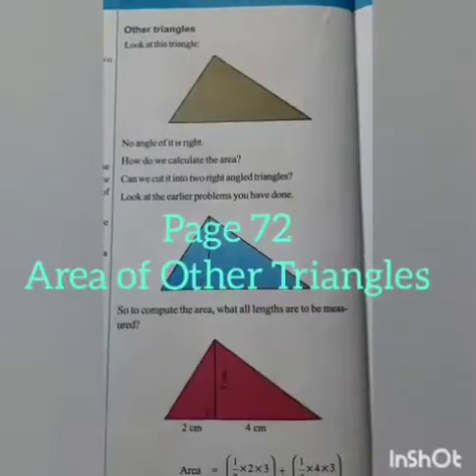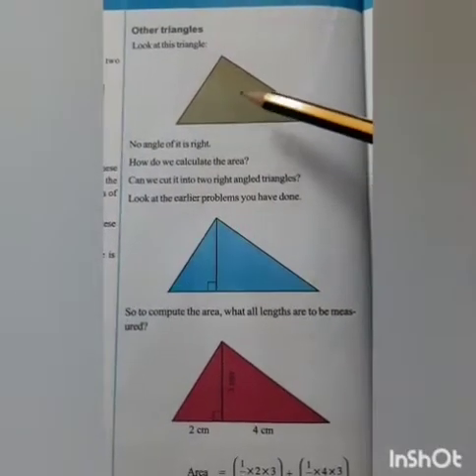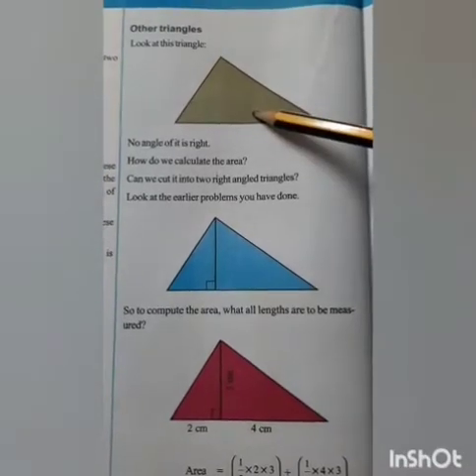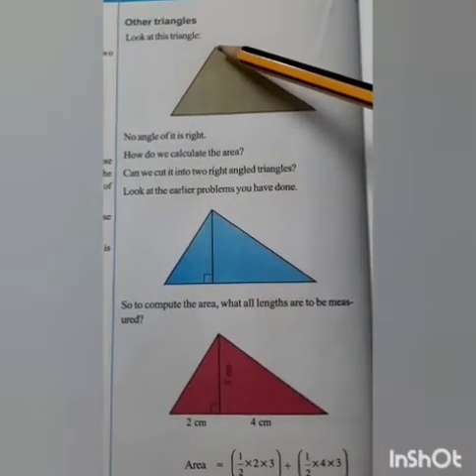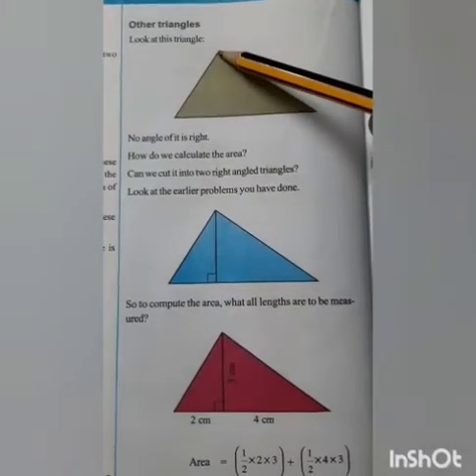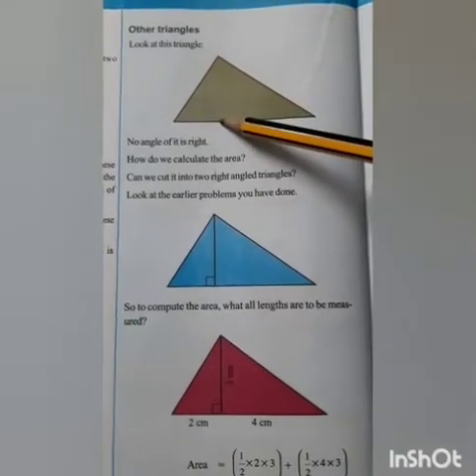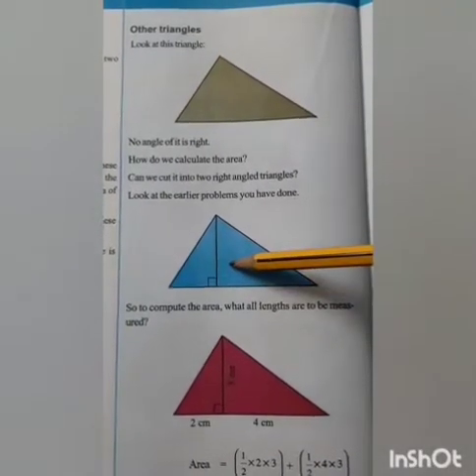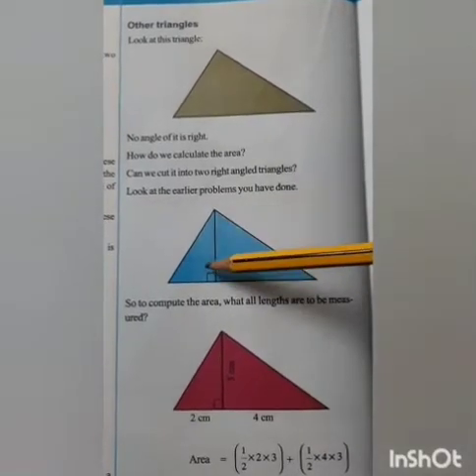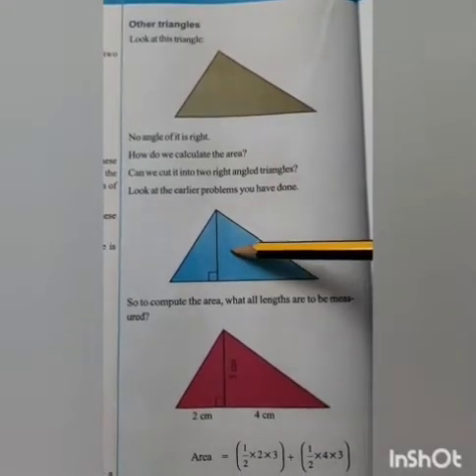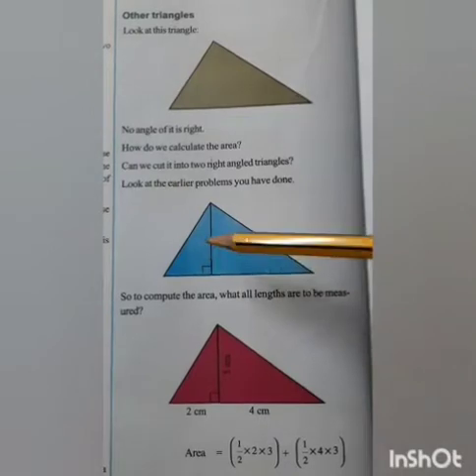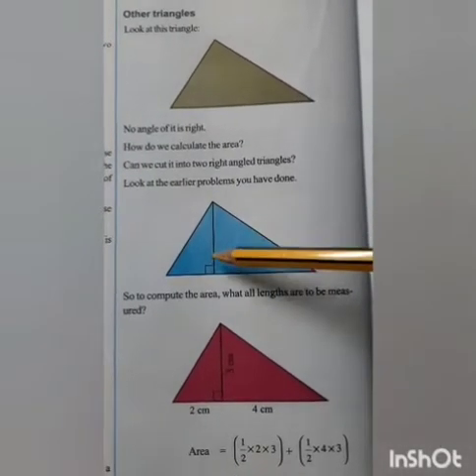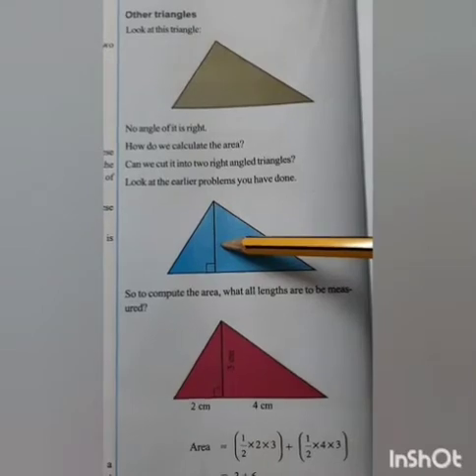How will you find out the area of other triangles? How will you find the area of this triangle? This is not a right angle triangle, so we should make it into a right angle triangle. How can we make it? Draw a perpendicular line from the top to the bottom line. We get two right angle triangles, or by drawing a line we are cutting this triangle into two right angle triangles, and for right angle triangles we know how to find the area. So we make two triangles, find the area separately, and add them together.